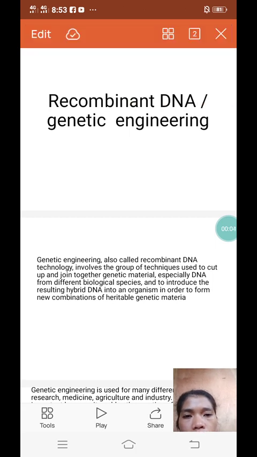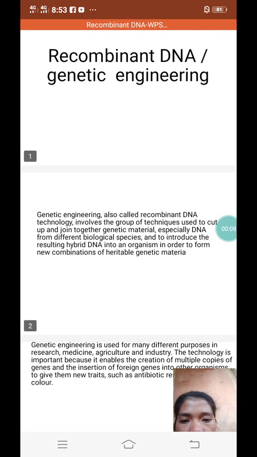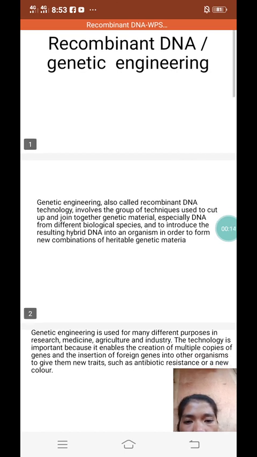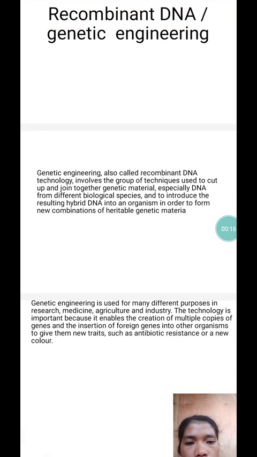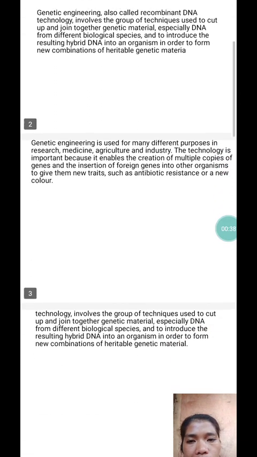We are presenting a report about DNA genetic engineering. Genetic engineering, also called recombinant DNA technology, involves the group of techniques used to cut up and join together genetic materials, especially DNA, from different biological species and to introduce the resulting hybrid DNA into an organism in order to form new combinations of heritable genetic material.